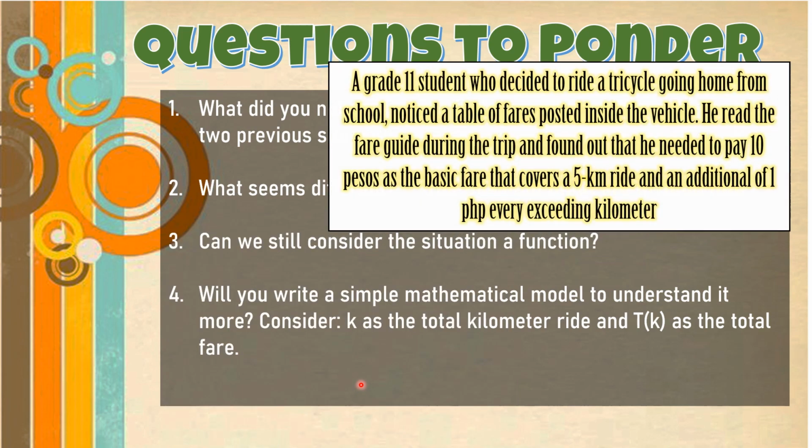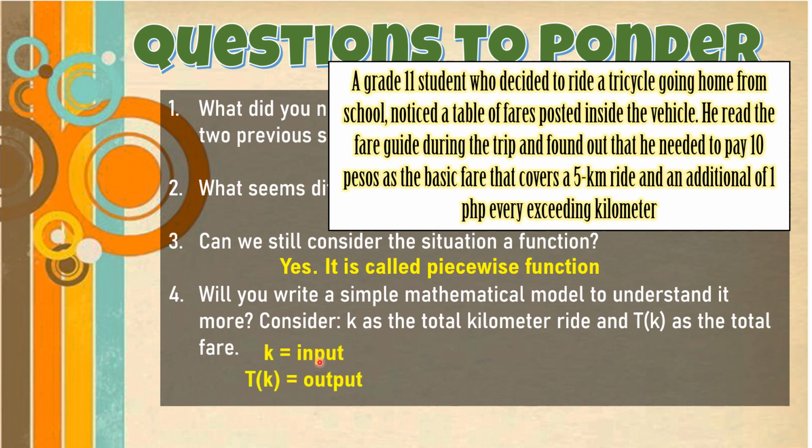Okay, so next question. Can we still consider this situation a function? Of course, yes, and that is called a piecewise function. Now with this situation, how can we make a mathematical model for this? We have to consider k as the total kilometer ride and t sub k as the total fare. So we let k be the input and t sub k be the output. With this, we can have the formula.